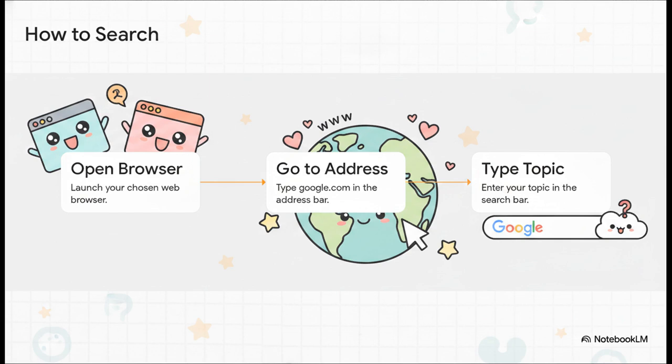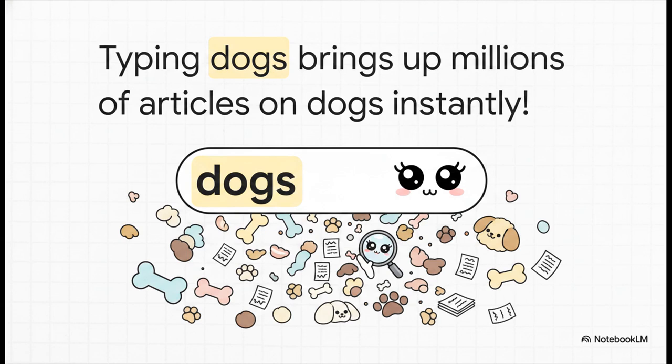So you go to the top of your browser window and type in google.com to pull up that search engine website. Step 3, now that you are looking at Google's website, you simply type whatever topic you want right into their search bar. And to show you just how incredibly powerful this guide is, let's say you type the word dogs into that search engine.